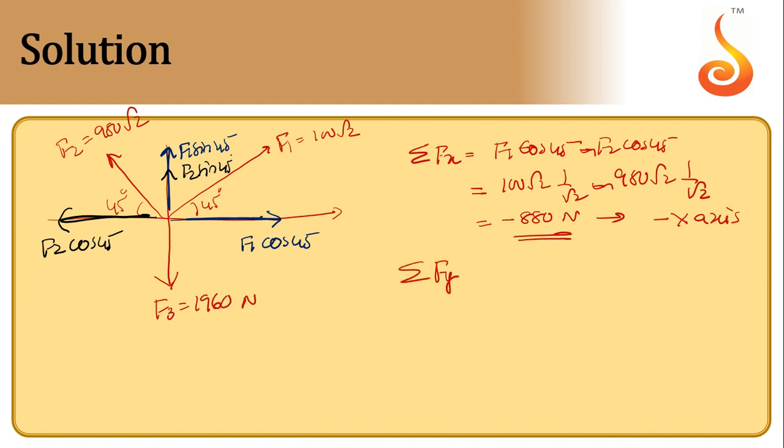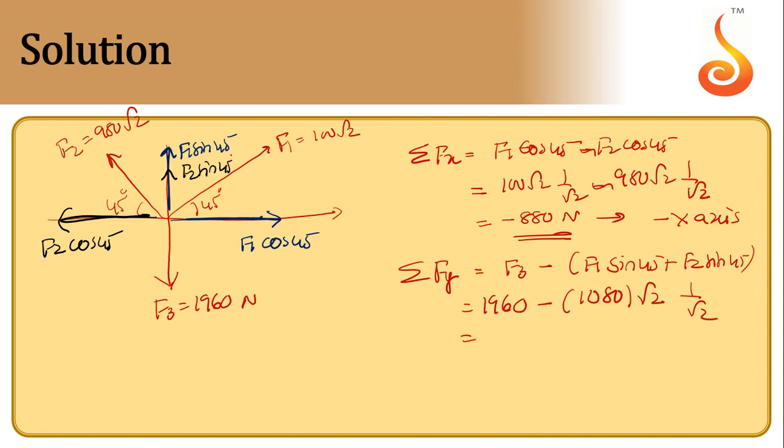Likewise, sigma Fy. We have F3 minus of F1 sin 45 plus F2 sin 45. F3 is 1960 minus F1 plus F2, 980 plus 100. That's going to be 1080 root 2 into 1 by root 2. So this is nothing but 1960 minus, this is going to be again 880 newtons. That is along negative y-axis.